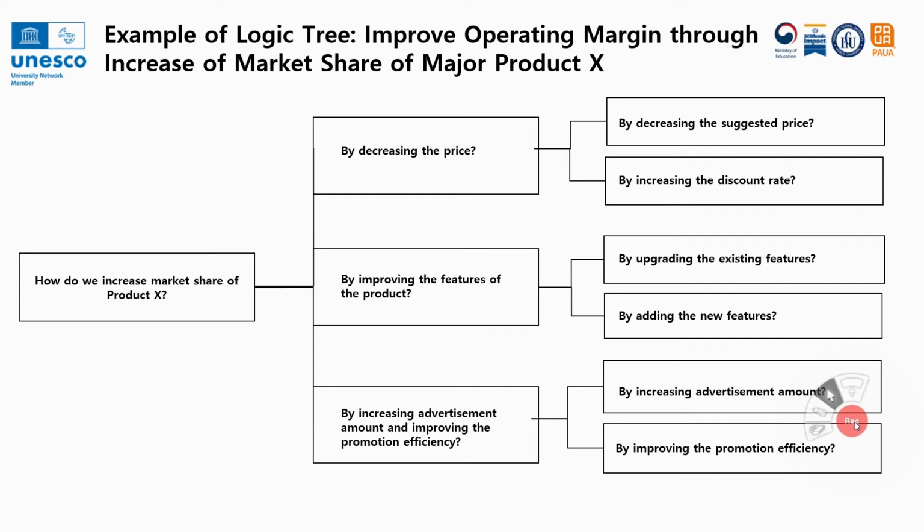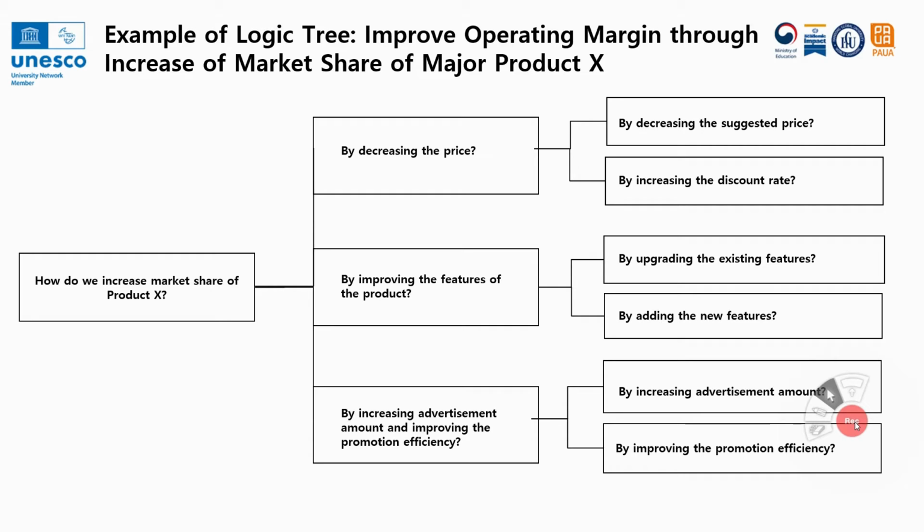So one option might be decreasing the price. Okay? In order to increase the market share of product X, we can decrease the price compared to the competitors. If the competitor is charging $100 per unit, we may decrease our price by 50%, so we can charge only $50 per unit. By decreasing the price, we may increase the market share of our product X.